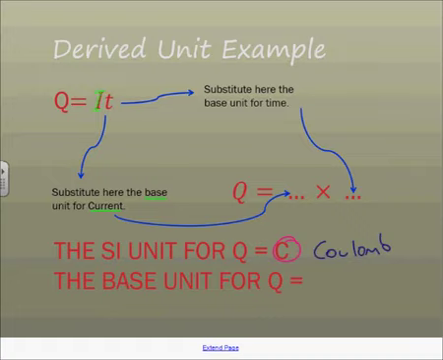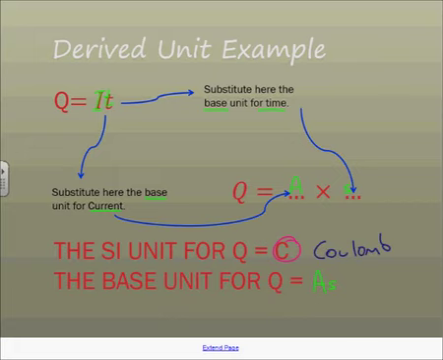I stands for current, and we know it's one of our 5 base units, so I can put it straight into the formula. Then I'm going to substitute the base unit here for time, because that's a T. So if we put that in, we get an S. So the base unit for Q is A s, amp seconds.